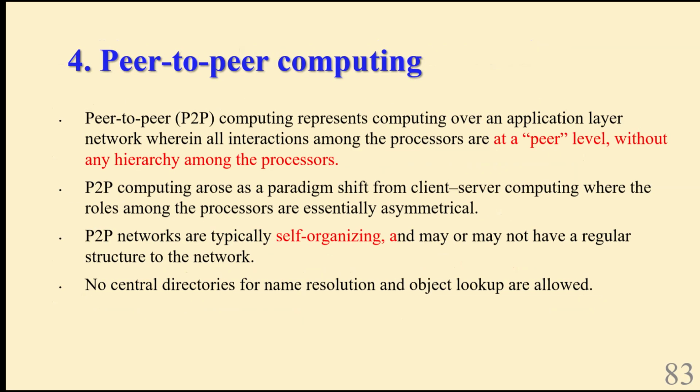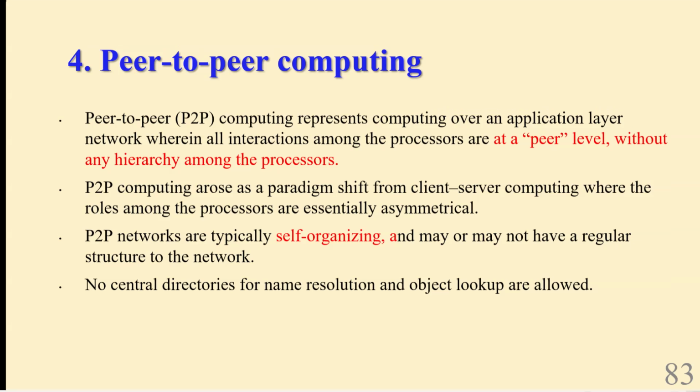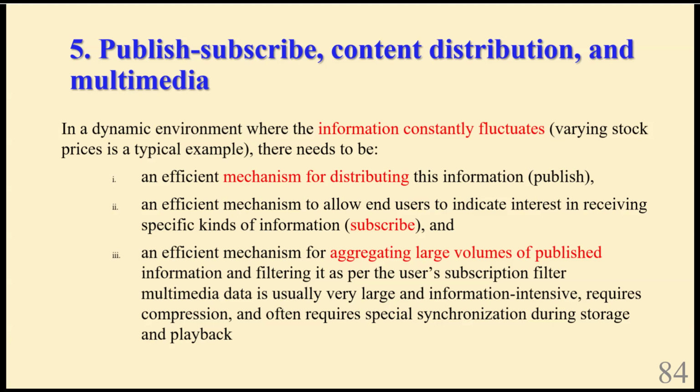Then you have peer-to-peer computing. In peer-to-peer computing, every computer acts as a client and server. Example like BitTorrent, that is peer-to-peer computing. Then publish-subscribe systems, or publish-subscribe content distribution and multimedia. A very good example of that is YouTube notification. The publisher will send data and subscribers will receive the updates automatically. YouTube itself is a very good example of publish-subscribe systems.